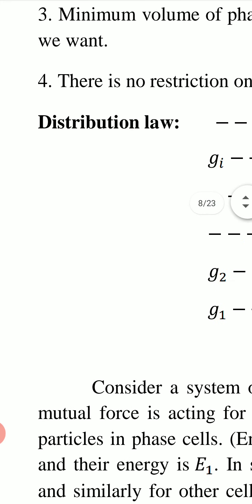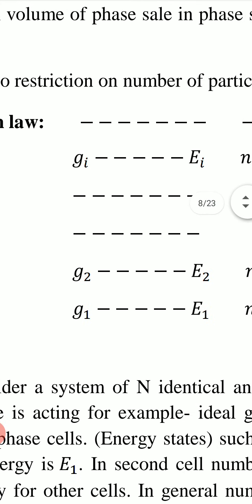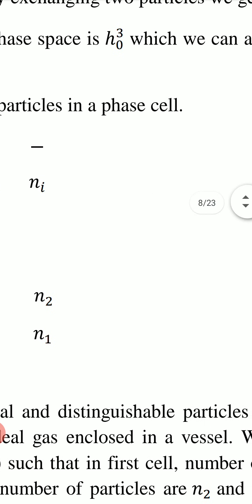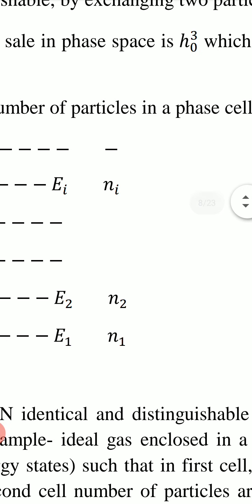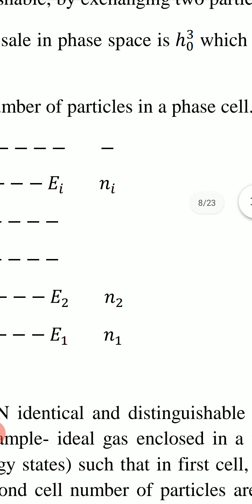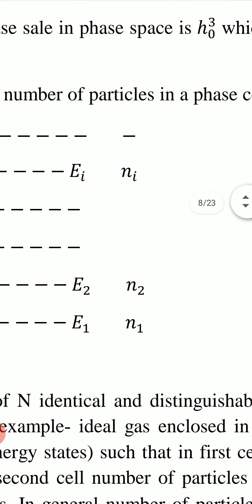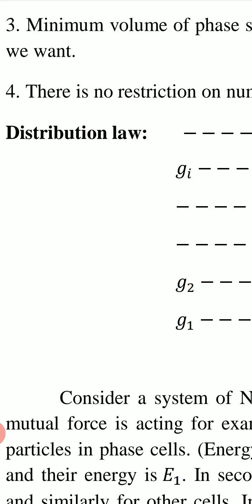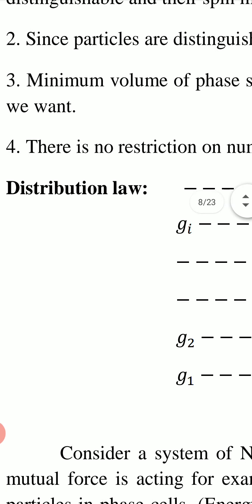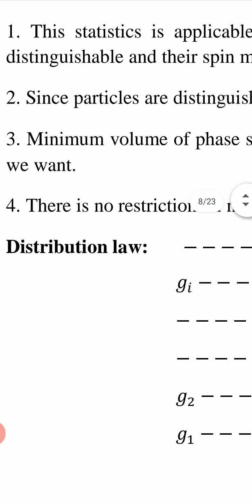And number four, there is no restriction on the number of particles in a phase cell. A phase cell can contain any number of particles: 0, 1, 2, 3, 4, 100, 500, 1000. So these are the four basic assumptions of Maxwell-Boltzmann statistics.